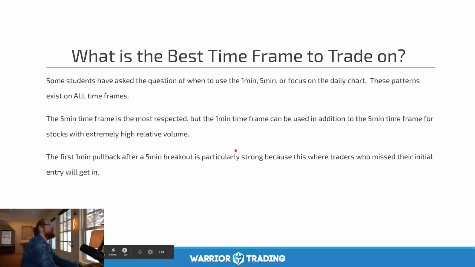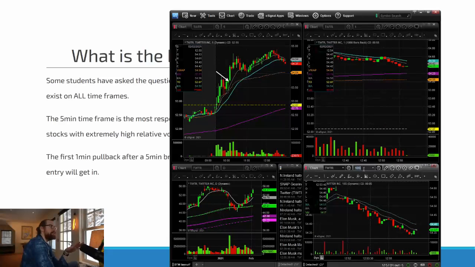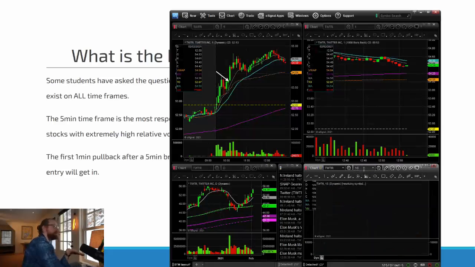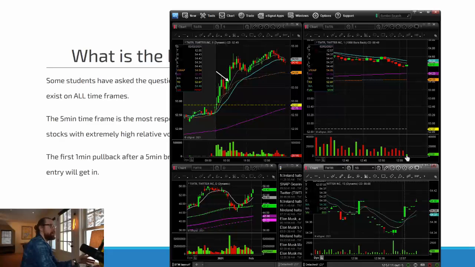So the best time frame to trade on, when we're pulling up our charts, you know that I use my 1 minute, 5 minute, and daily. Now with the software I use, I can go all the way down to a 1 second chart if I really wanted to. Now that's going to be very hard to visualize.